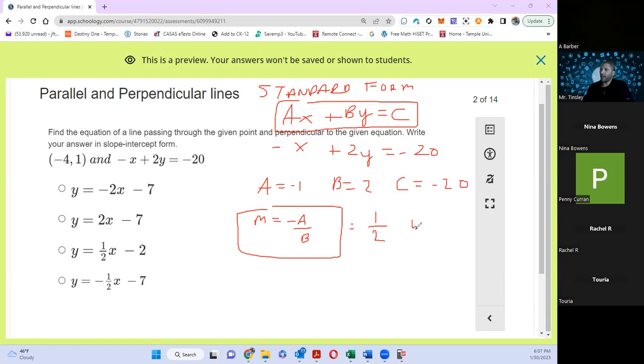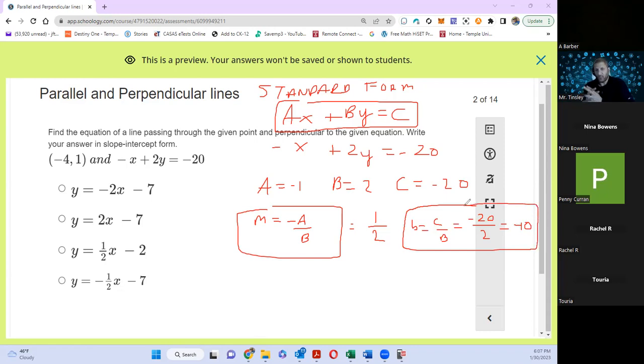In order to find the y-intercept from standard form, we do C over B. What's C? Minus 20. What's B? 2. What's -20 divided by 2? Negative 10. So we know our slope, we know our y-intercept.